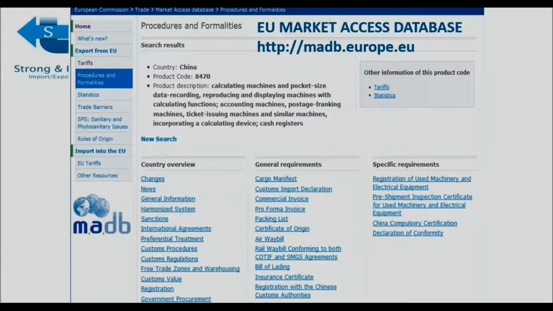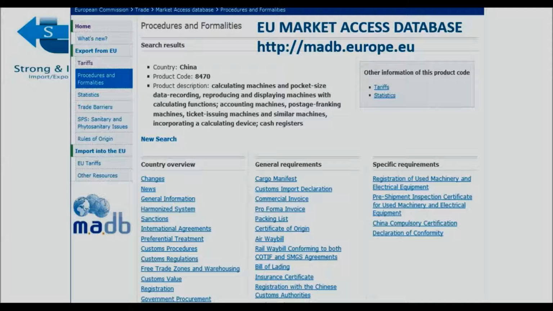And those are two very important documents that an exporter must get right. Okay. How do we know what paperwork is required by the overseas authorities? Now, you may be aware of this website. It's called the Market Access Database, or MADB, and it's a free website via the European Commission to assist EU exporters. It works against what they call product code, but I would call commodity code number. So you put the first 4 digits of the commodity code in, and then you select your country. So the example that we're looking at is for calculating machines, code 8470, going to China.